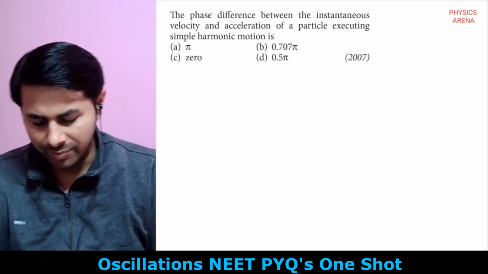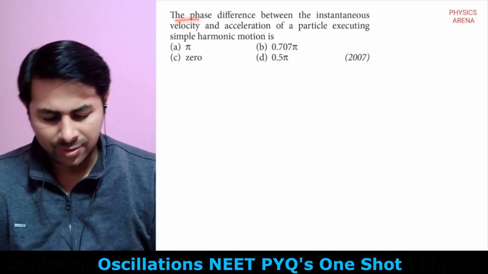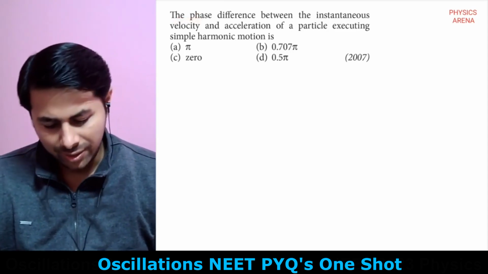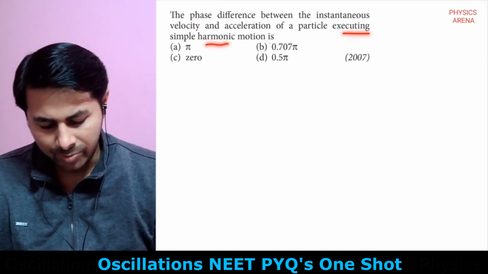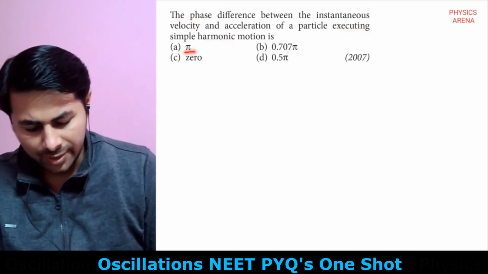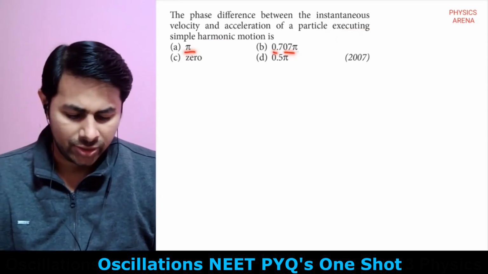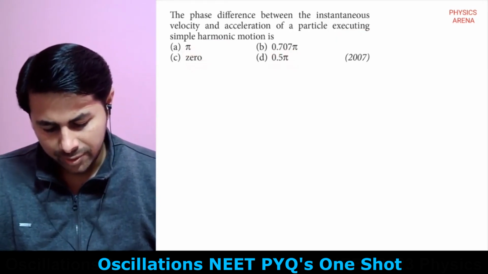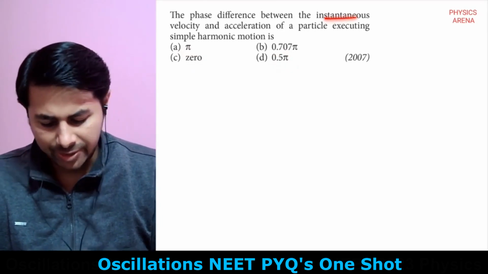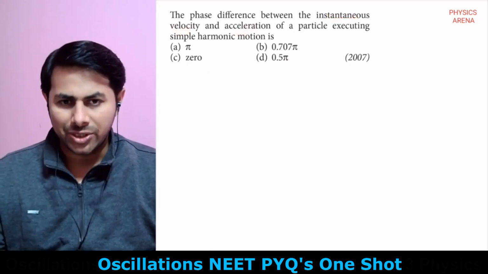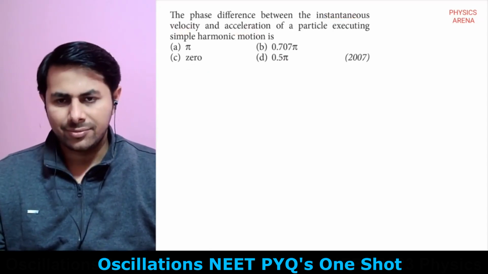So let's see this problem. The phase difference between the instantaneous velocity and acceleration of a particle executing simple harmonic motion is: pi, 0.707 pi, 0, 0.5 pi. So the phase difference between velocity and acceleration. We saw a similar kind of question yesterday, right? So what's the answer?